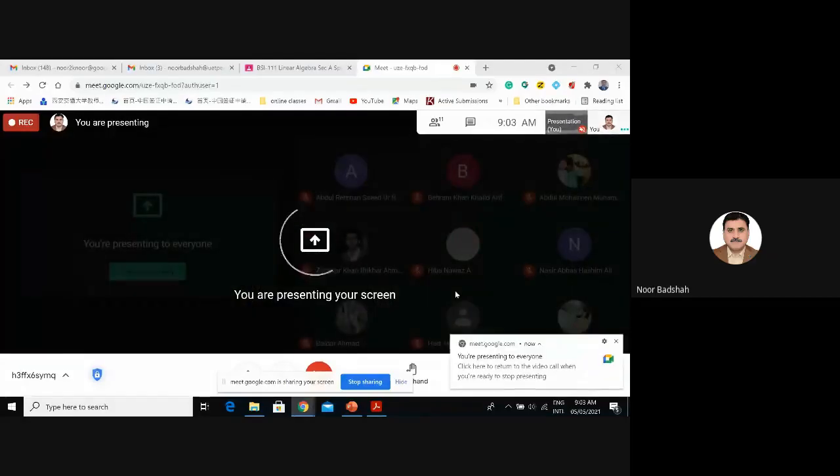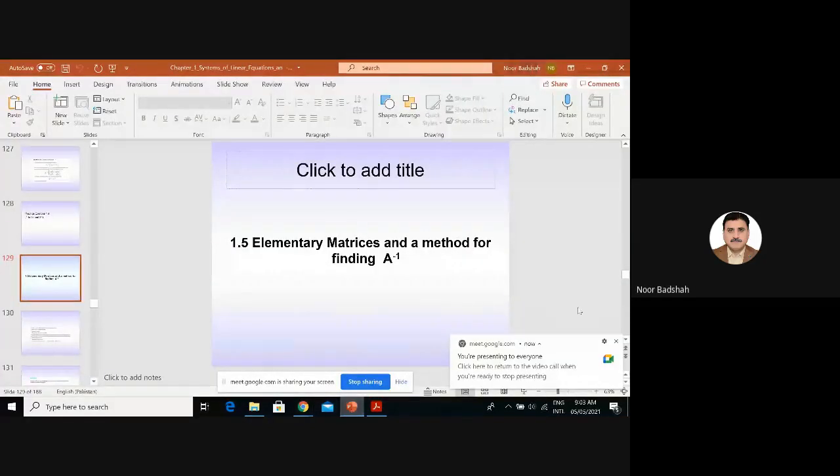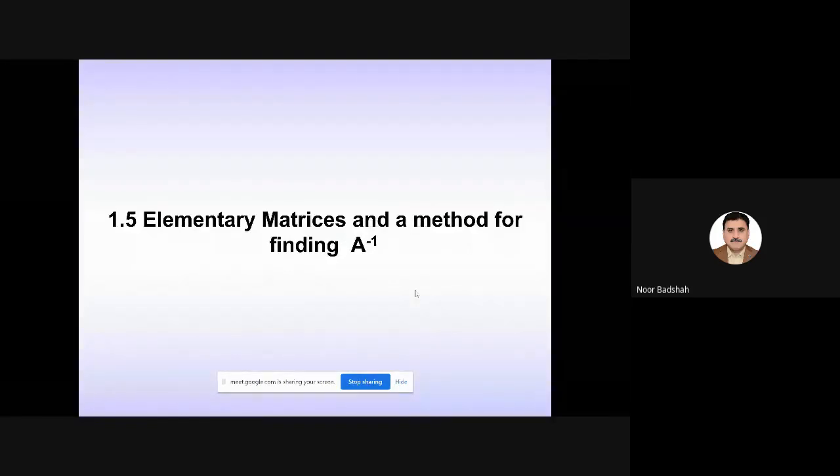Okay, so today we will be discussing elementary matrices and using those matrices to find the inverse of a matrix, right? Same concept, if you remember from your FSC, you might have found the inverse of a matrix by using row operations. If you remember, what do we do?